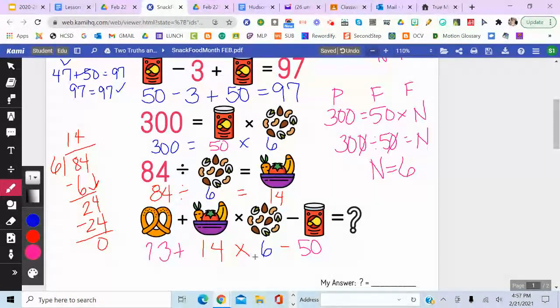73 plus 14 times 6 minus 50 equals question mark. So I'm going to need to do order of operations here to solve. So I'm going to pause my video. I want you to pause the video, and I want you to solve this using order of operations, and then unpause and check and see if you get the same answer as I do.